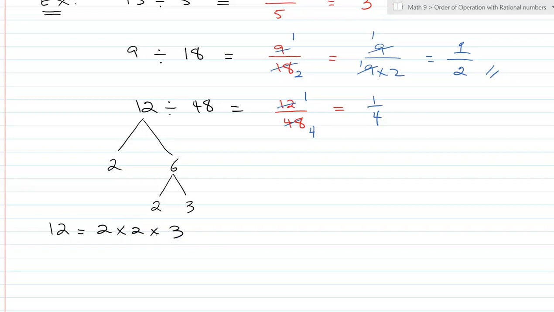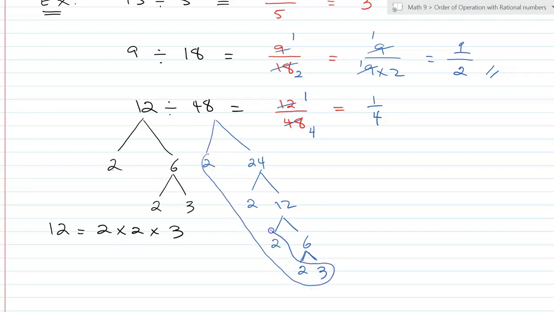Excellent. Now we're going to do the same thing for 48. Just start with the lowest prime number, so 2 and 24. Then 24, you divide that by 2 again, 12. Then you divide the 12 again. Remember, with prime factorization, you want to break it down to the smallest prime numbers that you possibly can. And look what we have. All of these are the prime factors of 48. So 48 is 2 times 2 times 2 times 2, 4 of them, times 3.